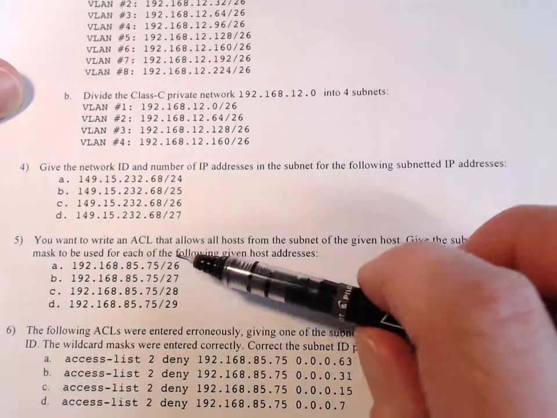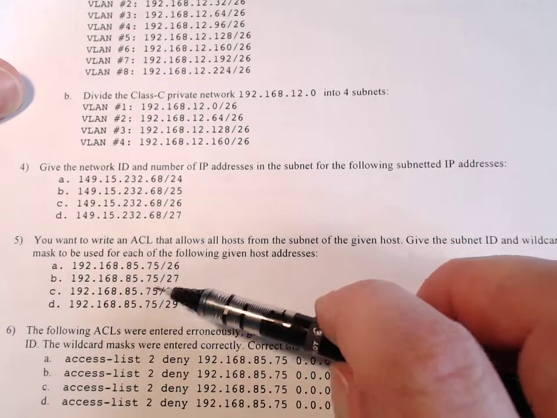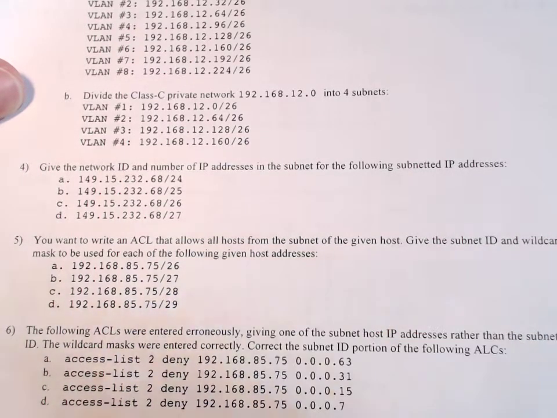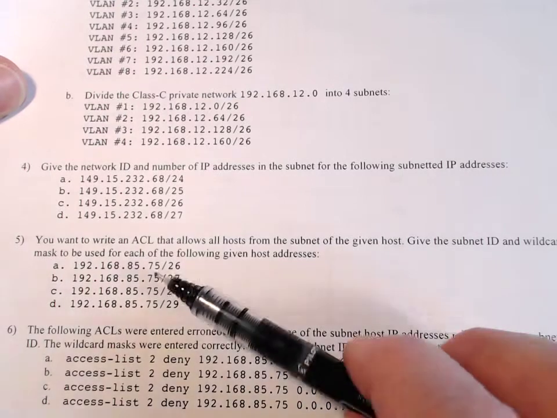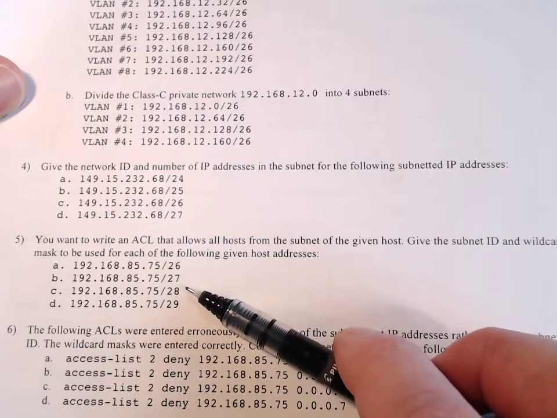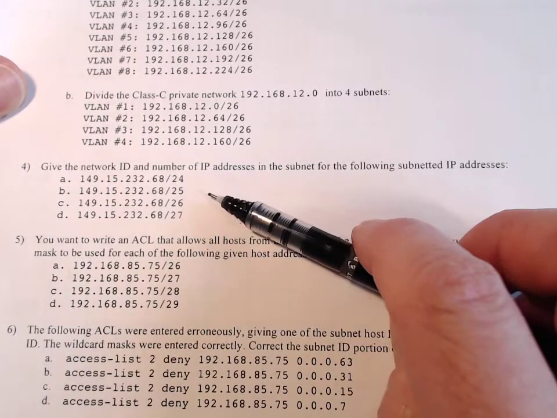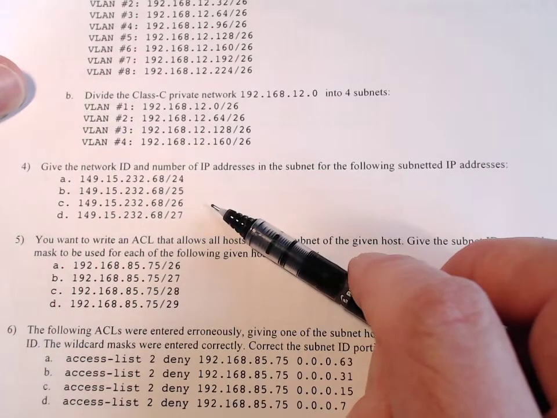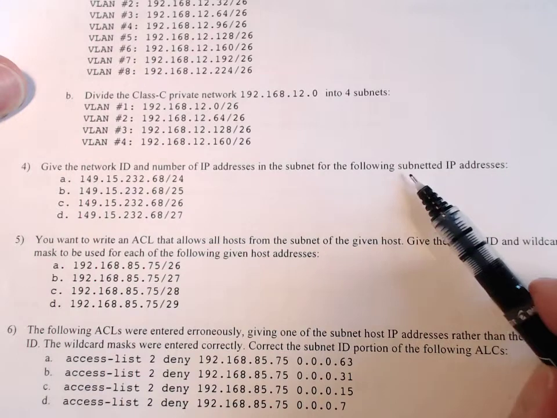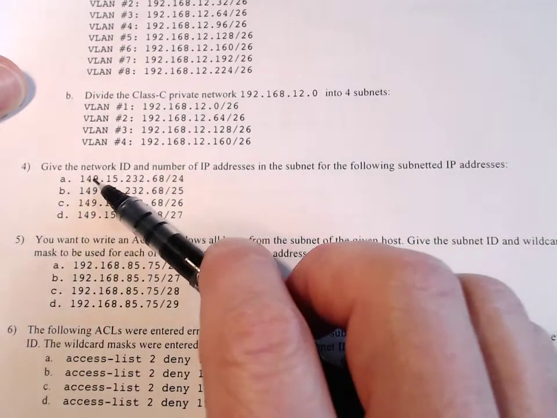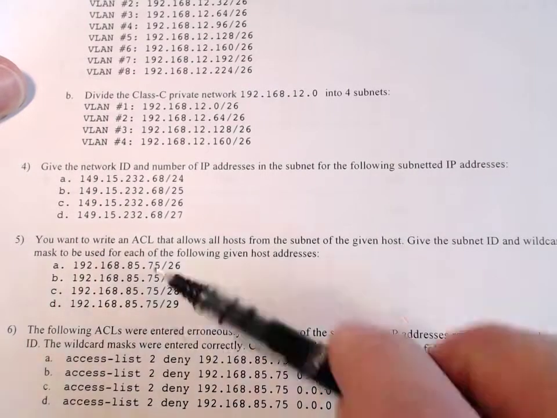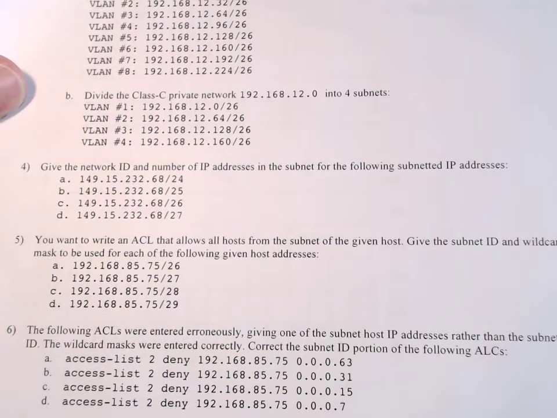And notice that we're not really given the subnet ID here. We're just given one of the IP addresses within the subnet. So the very first step in this problem is very much like the last problem, where we were given an IP address in a subnet and asked to write down the subnet network ID. That's the first thing we're going to have to do here, and then we'll have to put it in terms of an access control list.